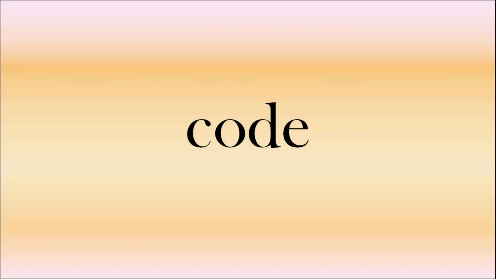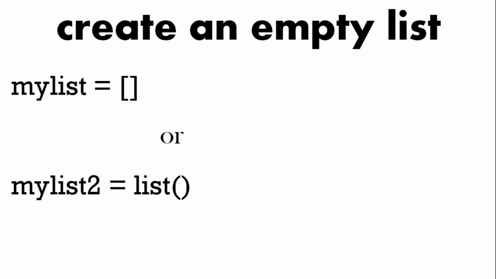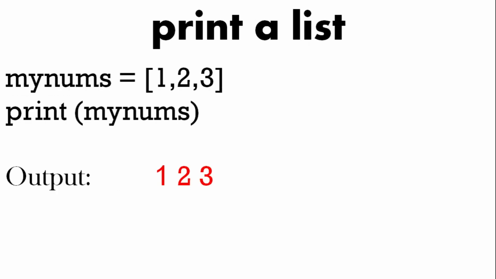Let's have a look at some code. Here's an empty list. We can just use empty square brackets, or we can use the term list with round brackets. That creates an empty list. If we want to print a list, we can just print its name, which is straightforward. So here we have 1, 2, 3, and the output is 1, 2, 3.